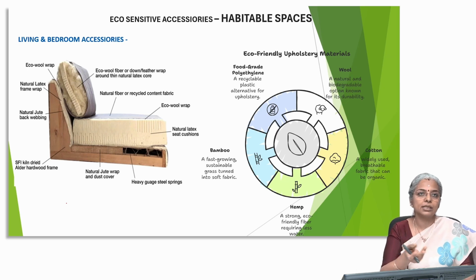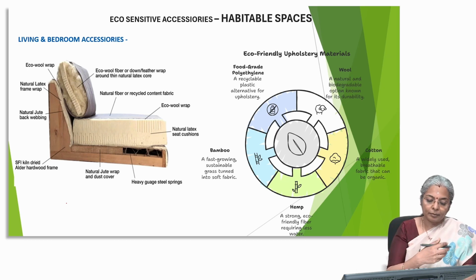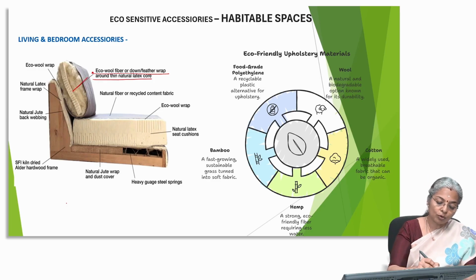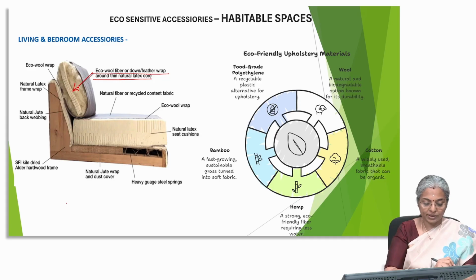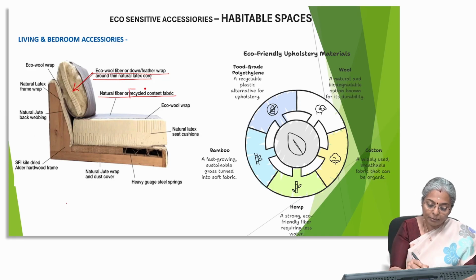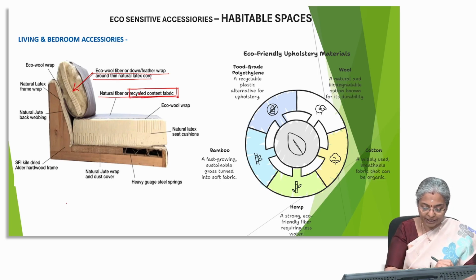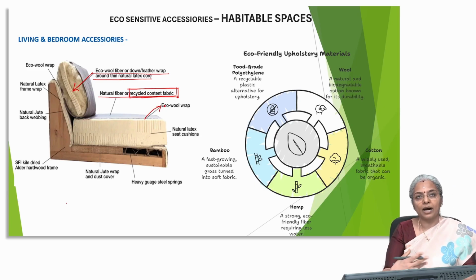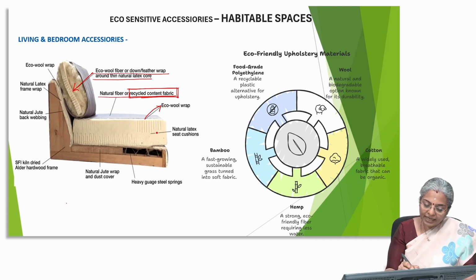We can use these in, say, eco wool fiber or down or feather wrap. This can be around a thin natural latex core for pillows and bolsters. Then we can have natural fiber or recycled content fiber for the covering of furniture or sheets. We can also have eco wool wrap as part of the bedding. The bedding can be made out of natural latex.